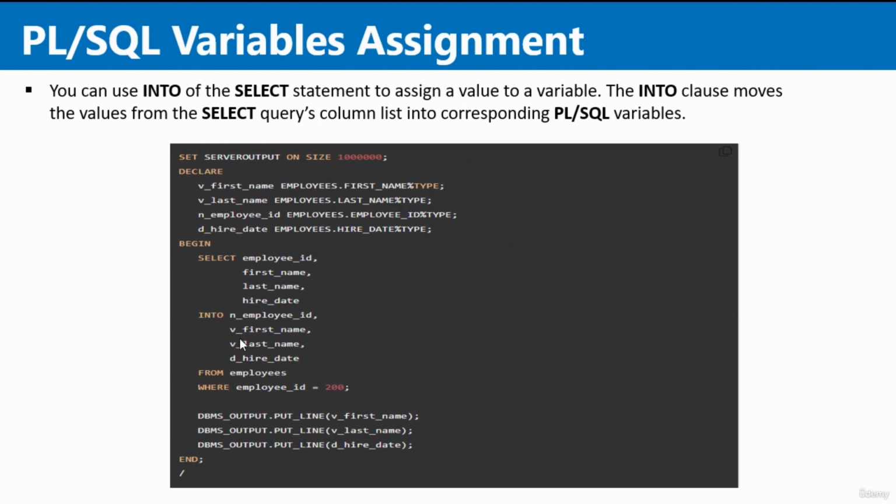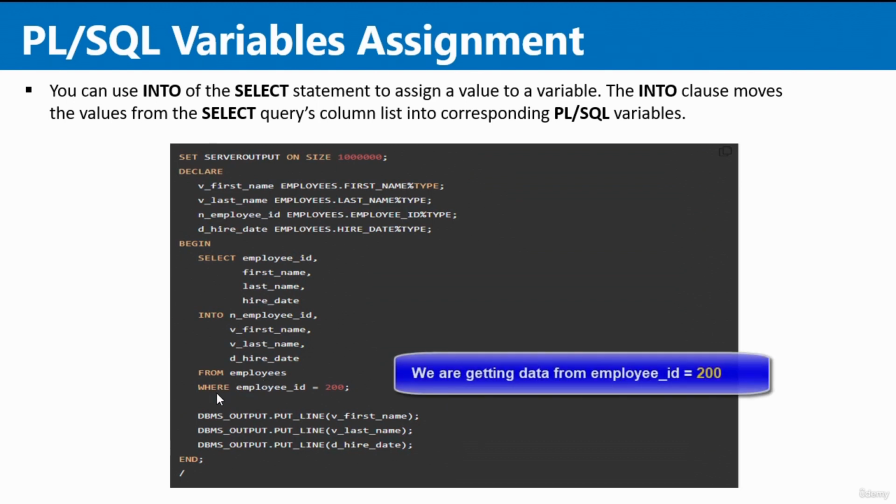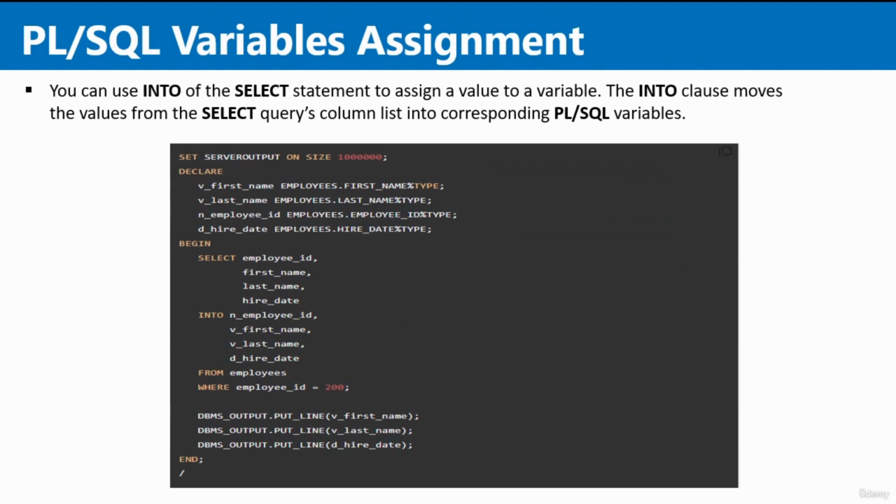So we have n_employee_id, v_first_name, v_last_name, and d_hire_date. And the table we are targeting is the employees table. And from the employees table, we are targeting a specific employee with the employee ID. When this PL/SQL block is executed, it will display the first name, the last name, and the hire date on the screen.